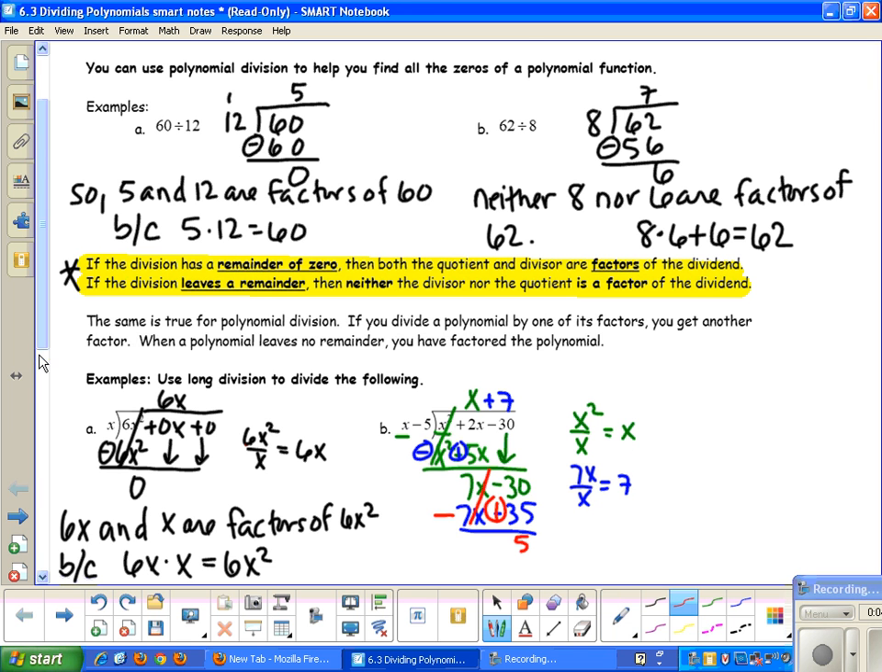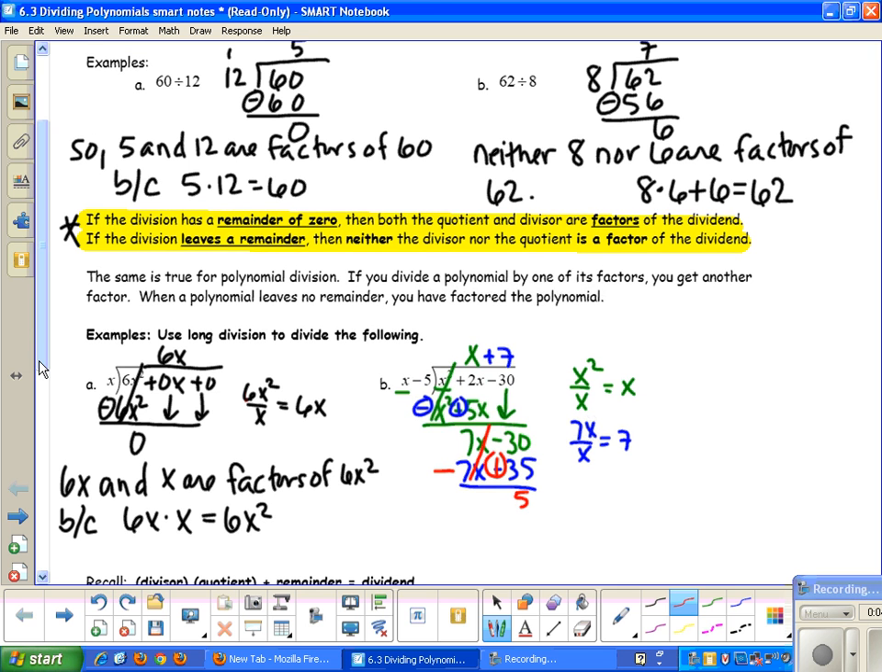So because I'm left with 5 for a remainder, I know that x plus 7 and x minus 5 are not factors of x squared plus 2x minus 30.